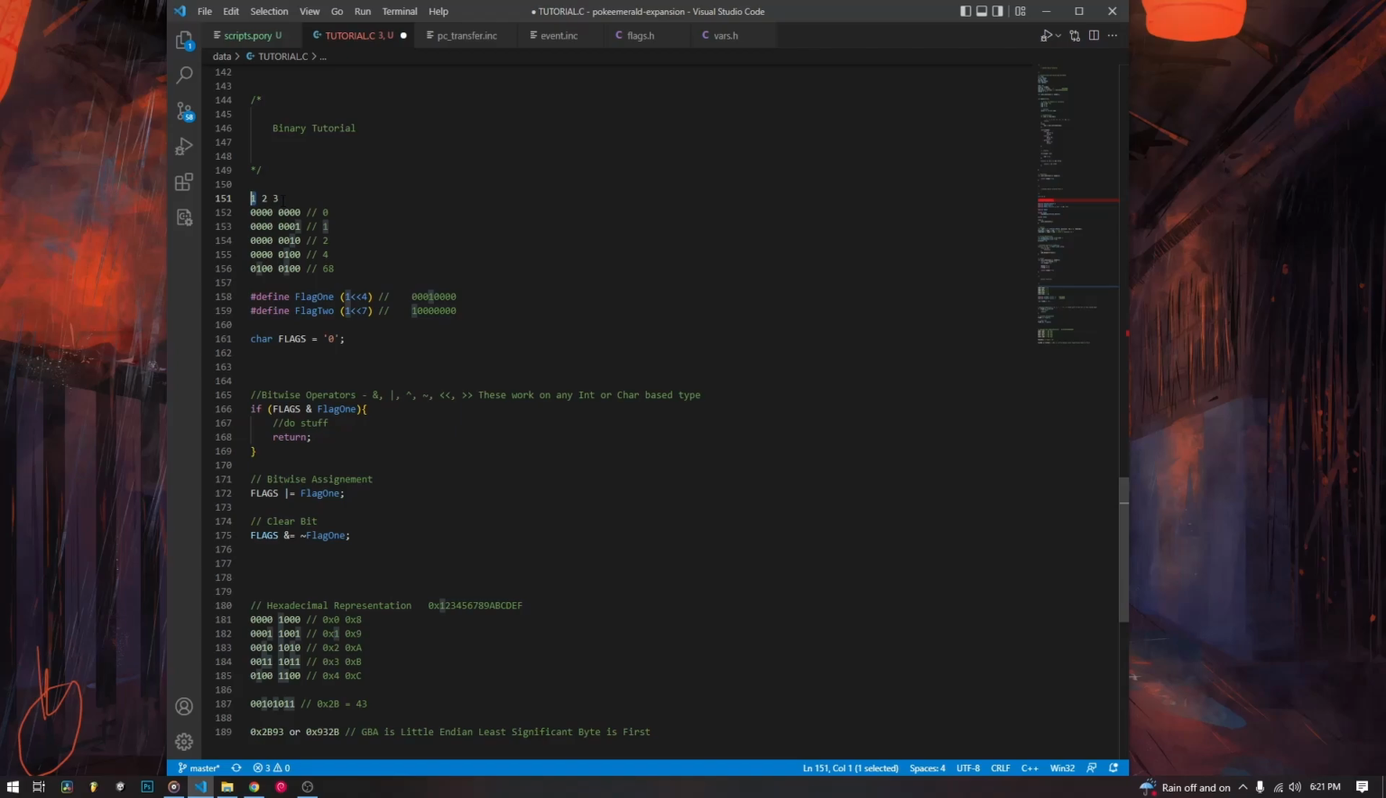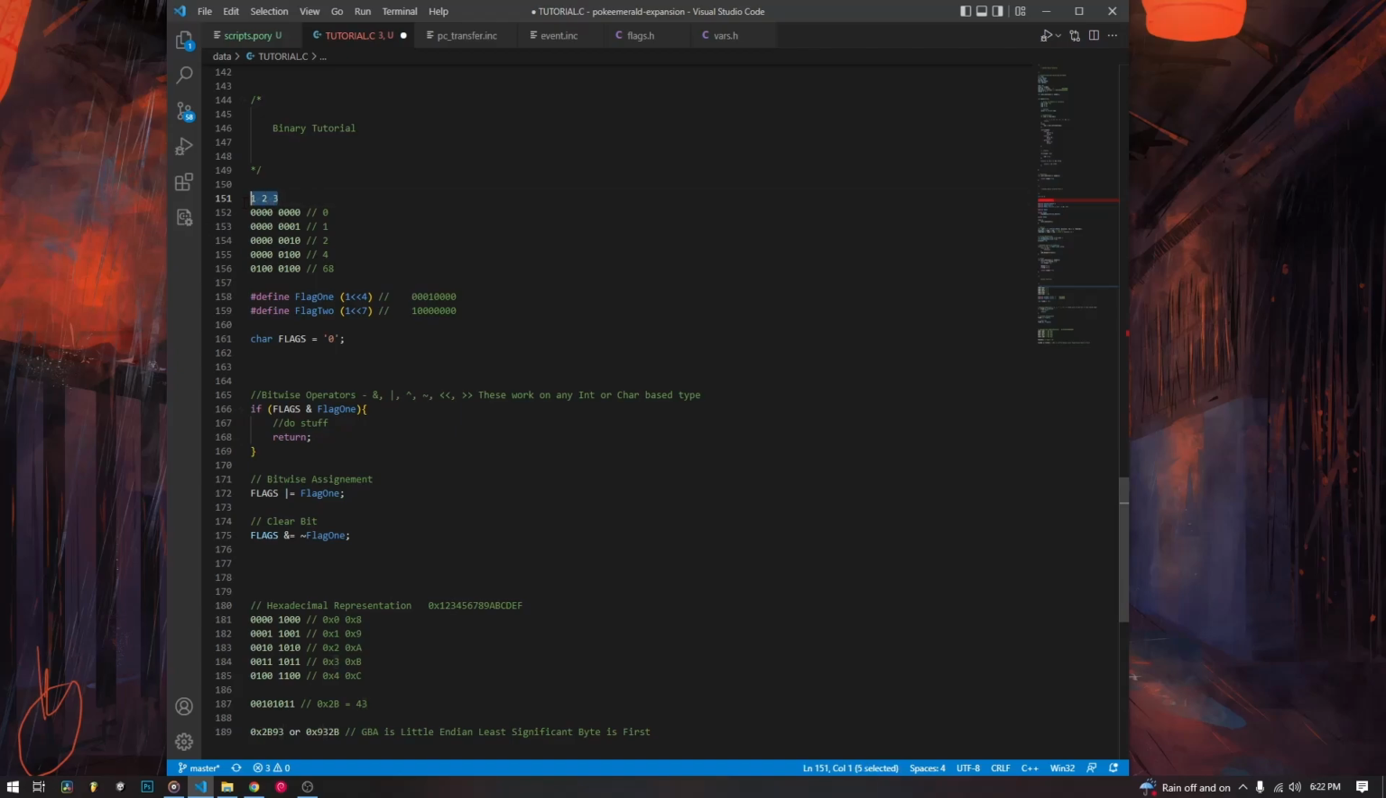10 to the second is 100. This is the hundreds place in 123. So 1 times 10 squared plus 2 times 10 to the first plus 3 times 10 to the 0th is how we get 123, the actual value in our number system based around the number 10.